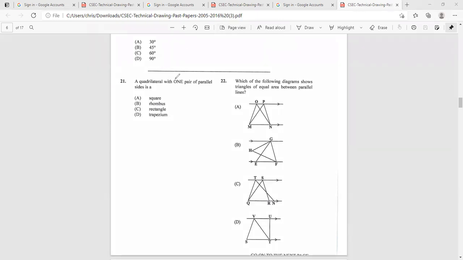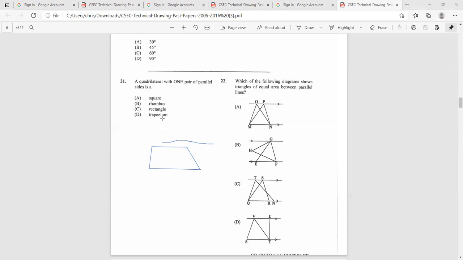A quadrilateral with one pair of sides is... So this is a quadrilateral, it has four sides. We need to establish that the quadrilateral has four sides. Yeah, we have different types of quadrilaterals. That has to be established also. So this is a quadrilateral.